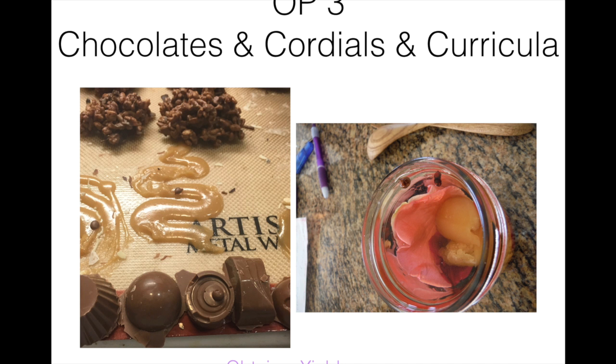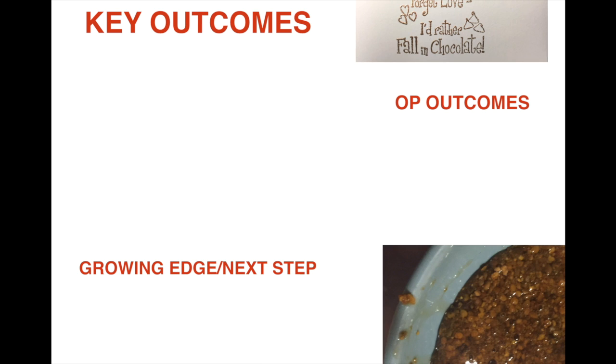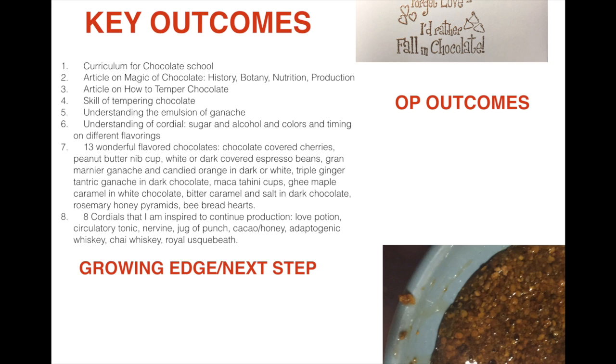My OP3, again, this was creating a few product lines for myself and the curricula. We'll move into the curricula after this, actually, so I'll just talk more about chocolates and cordials. Obtaining a yield, that sense of being the entrepreneur and creating sustainable, good businesses. Key outcomes: the curriculum for my chocolate school, an article on how magical chocolate is, including the history, the botany, the nutrition, and the production. Article on how to temper chocolate.